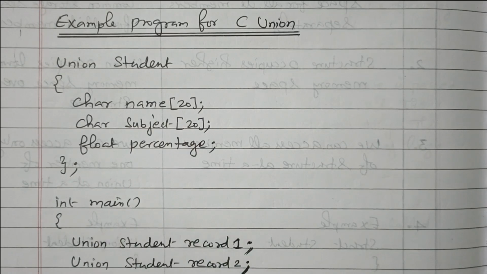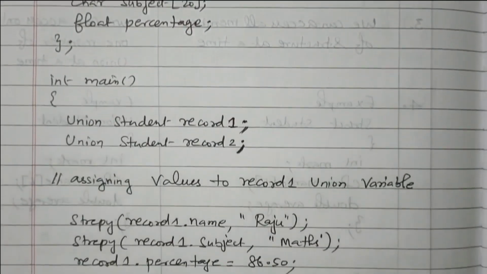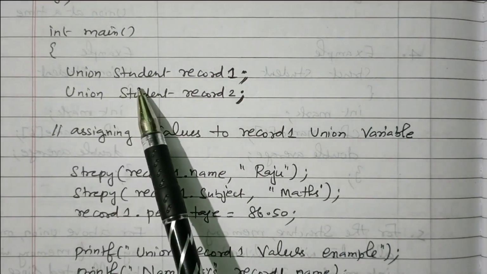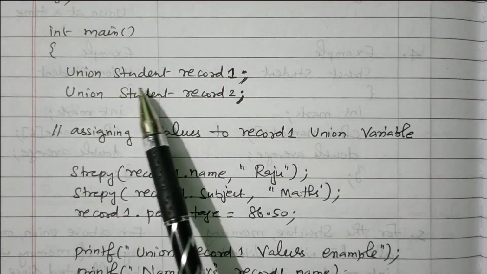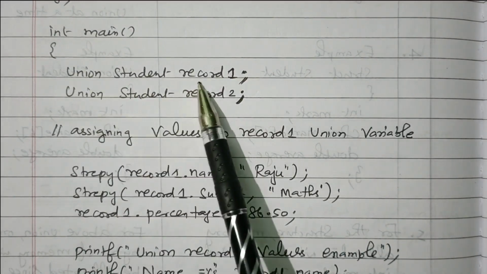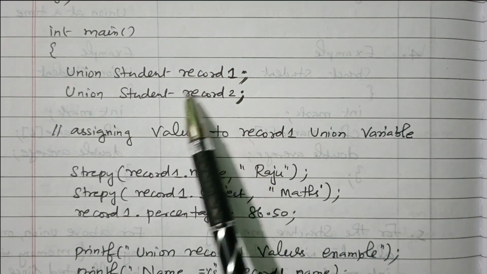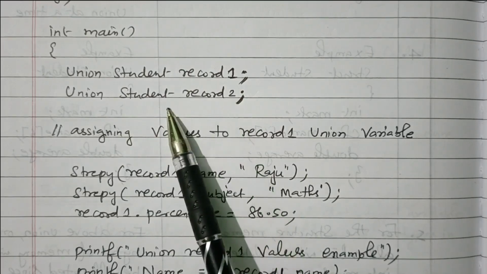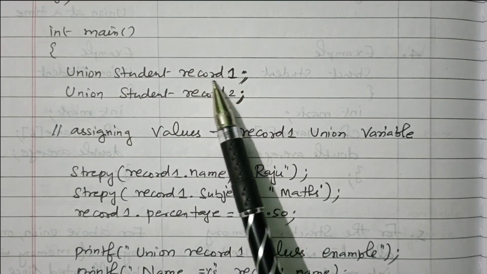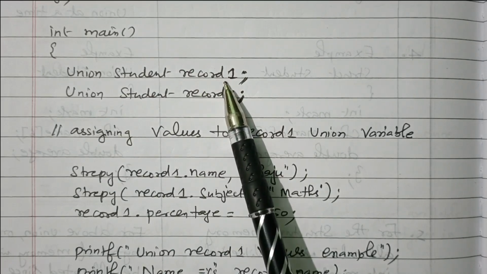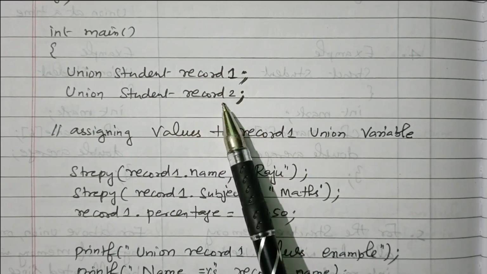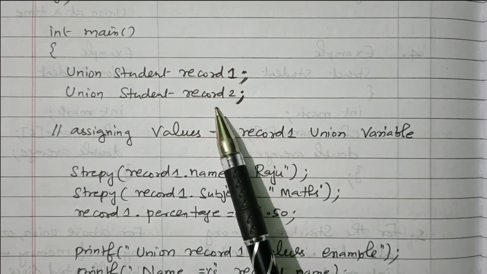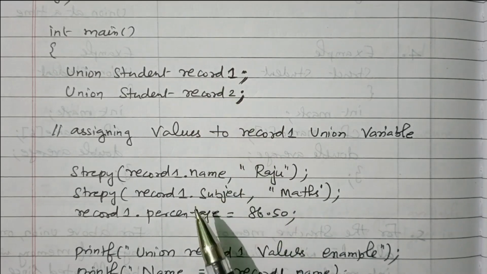Now we can start the main program. Integer main, open the brace. Then we can create the union variables. Union student record 1 is the first variable. Union student record 2 is the second variable. So in record 1 we can store one student's data, and in record 2 we can store the second student's data. Record 1 and record 2 refer to the two sets of student data.